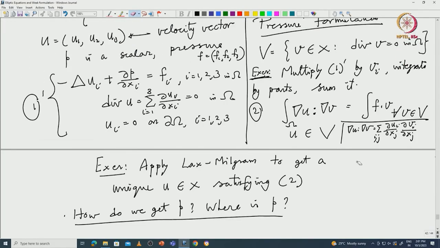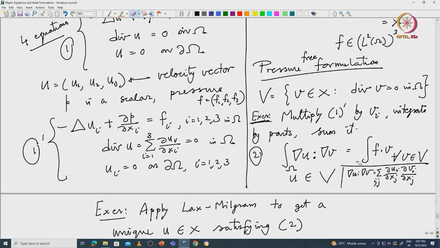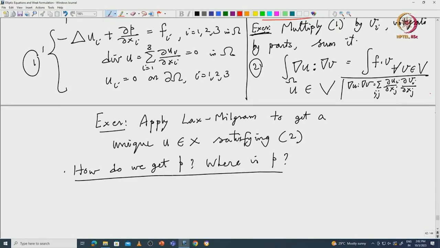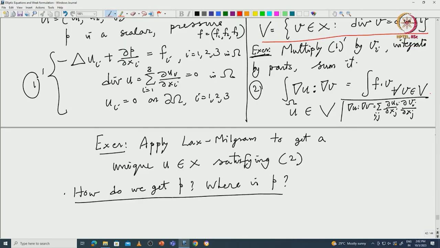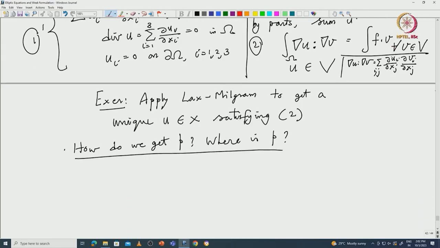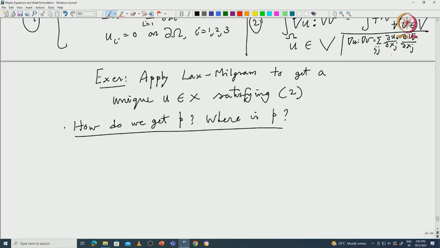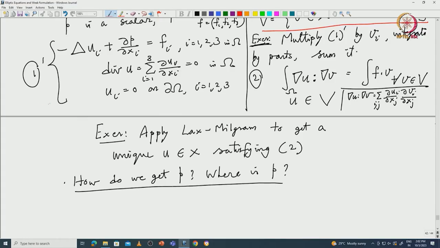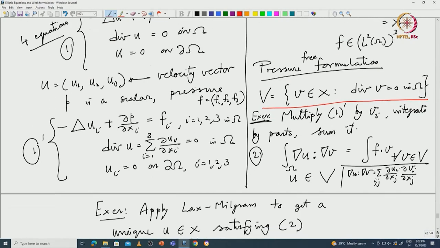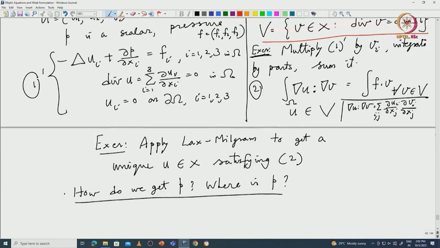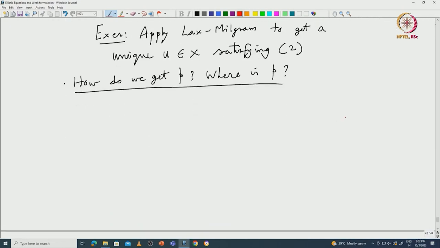And then once you have a pressure-free formulation, you recall this piece: V, divergence of V equal to 0, and you have grad U, grad V equal to F, V. So you can apply the Lax-Milgram lemma to prove the existence and uniqueness of U. So the discussion we maintained last time was: how do we get the pressure P, and where is P? In other words, you have one, the strong formulation, 1 prime or 1, and then you have your 2, the weak formulation. So what we have seen, two things you have to see all the time.